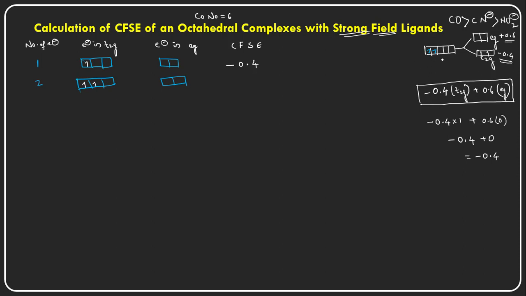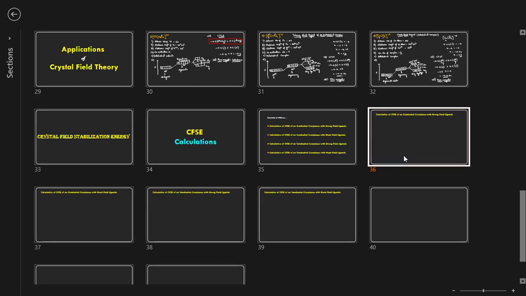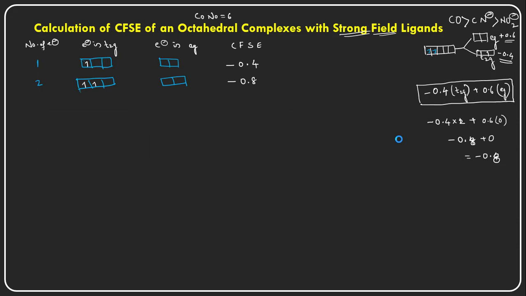So the second electron will enter into the T2G orbitals only. Since the T2G orbital had 1, it now has 2. So minus 0.4 into 2 will be minus 0.8, and the EG orbitals do not have any electrons. So here it will become minus 0.8.